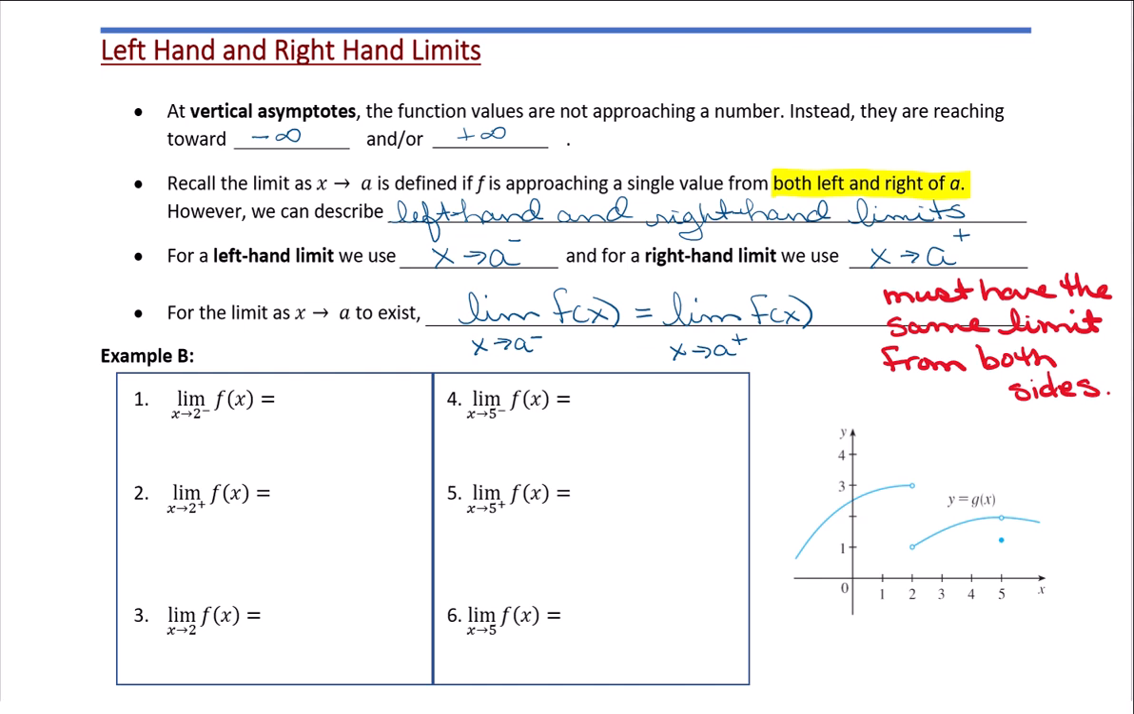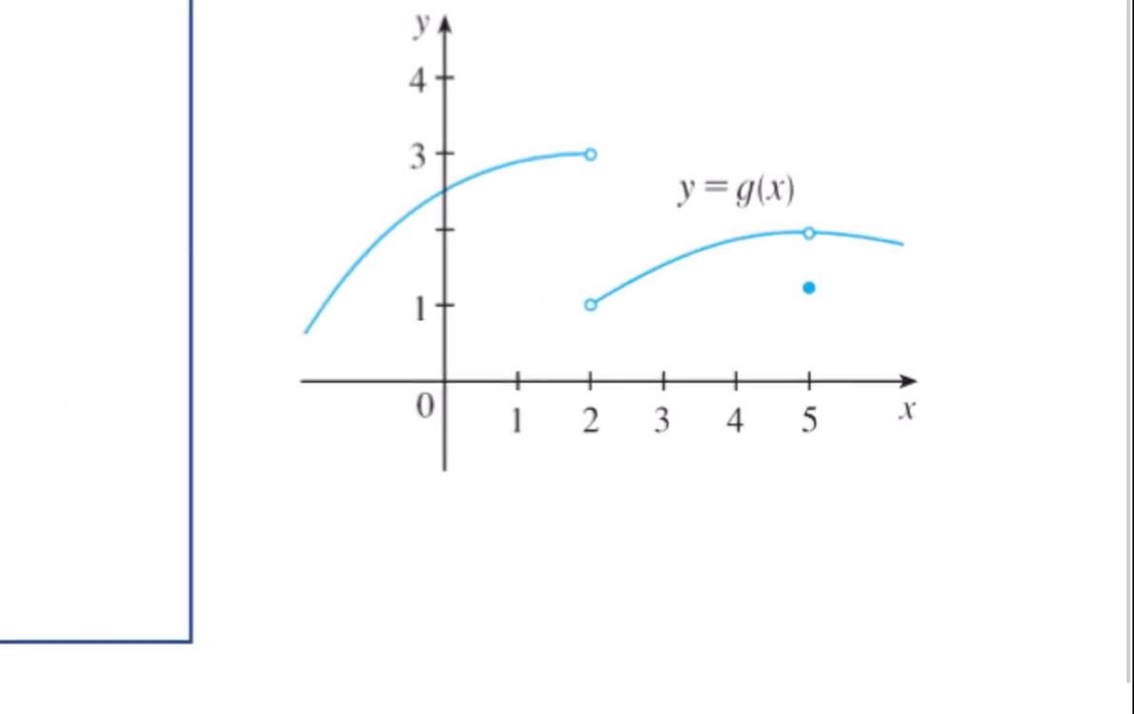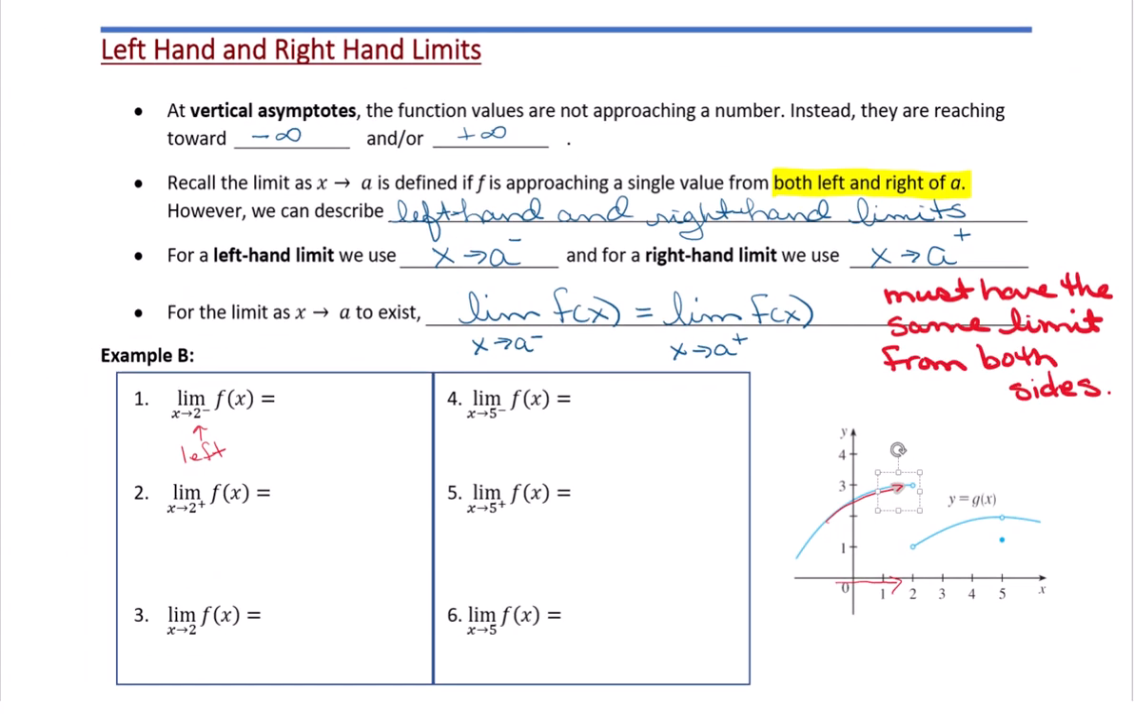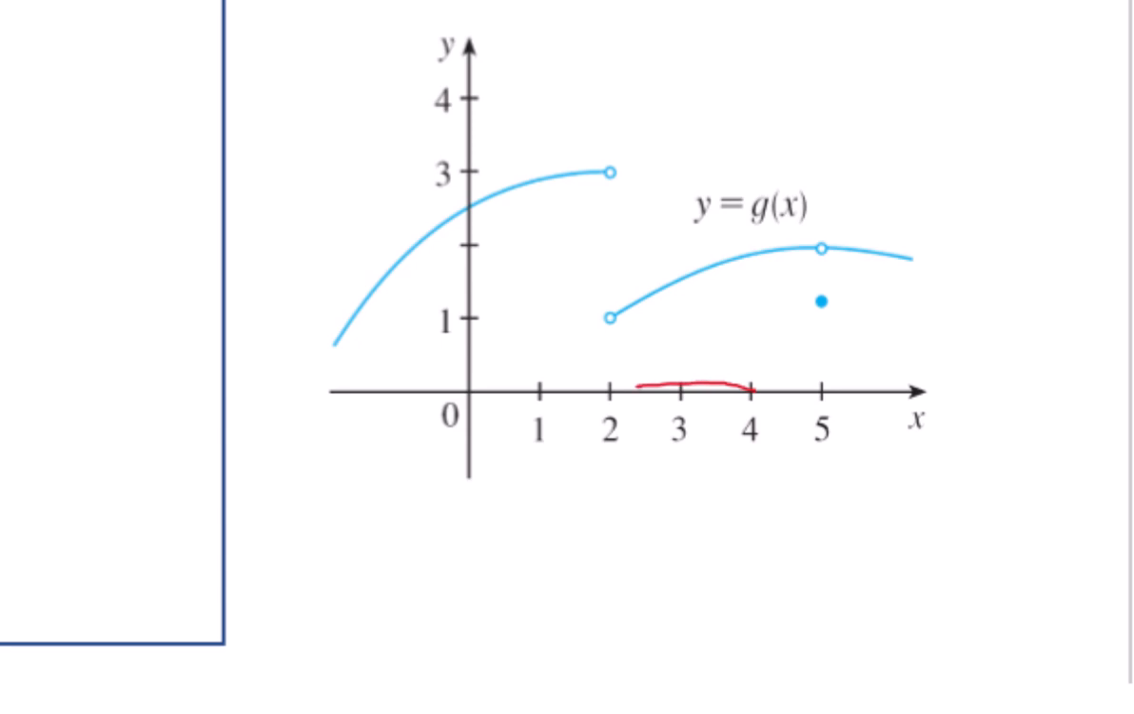So let's take a look at example B. In number 1, we're asking for the limit as x approaches 2 from the left. Looking at the graph to the right, as x is approaching 2 from the left-hand side, the graph is getting closer and closer to the y value of 3. In number 2, they're asking us to find the limit as x approaches 2 from the right. Looking at our graph, as we approach from the right, the function is approaching a y value of 1.